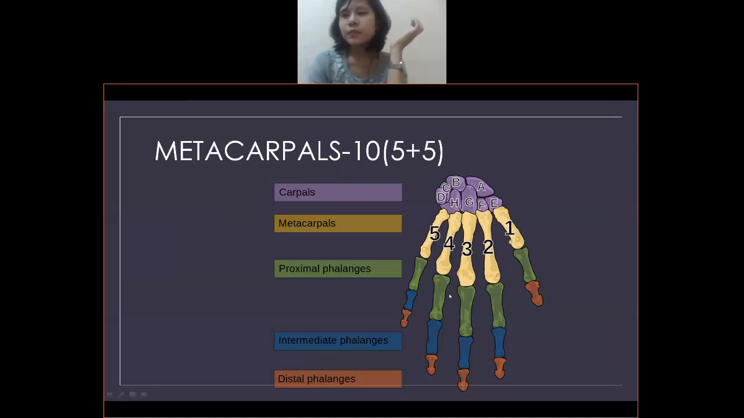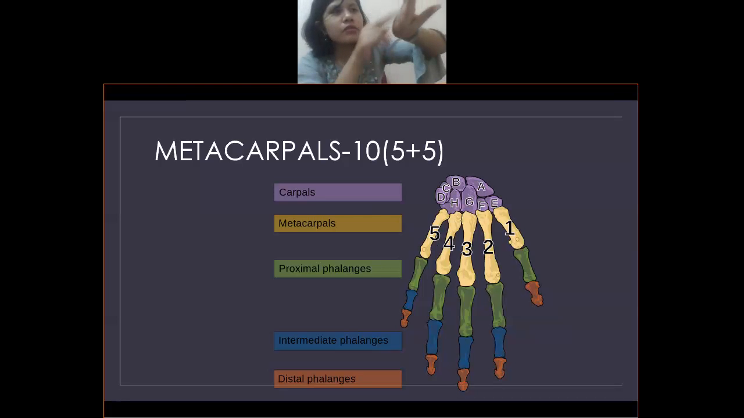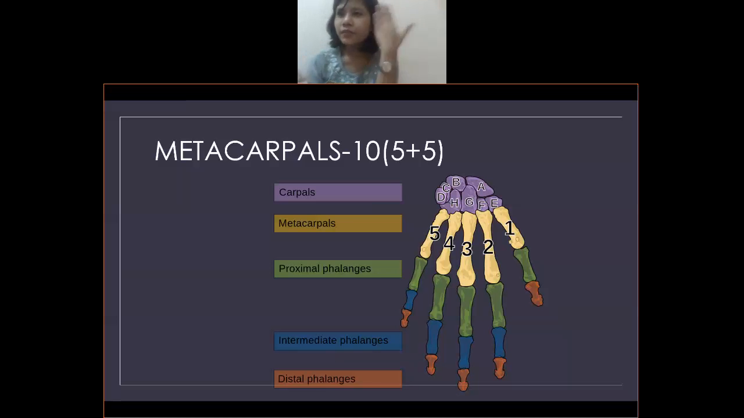Next is your metacarpals. How many metacarpals do you have on each side? Metacarpals are this part. So 5 you have. 5 fingers: 1, 2, 3, 4, 5. Understand everyone? 5 and 5 is 10.